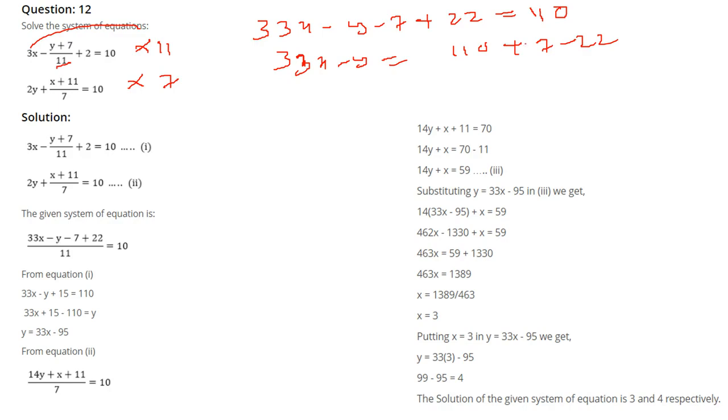Okay, so 117 minus 22, which is 95. So you get 33x minus y equal to 95. This is our first equation. What will be our second equation?